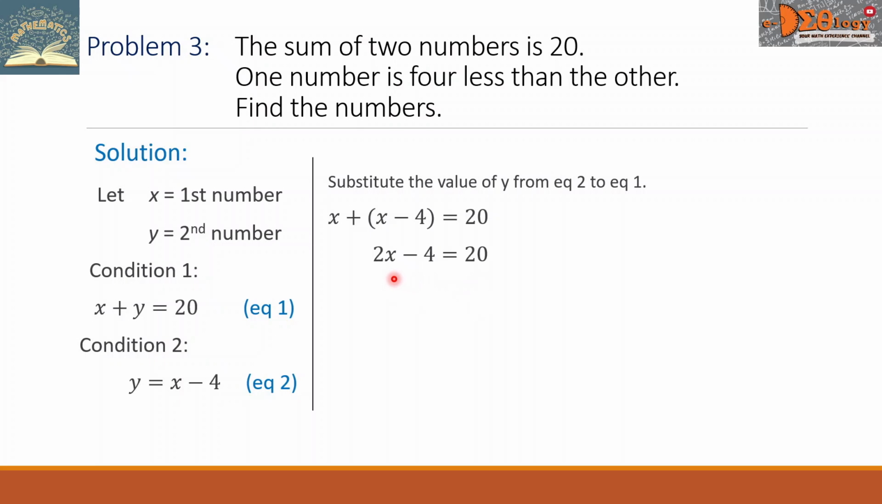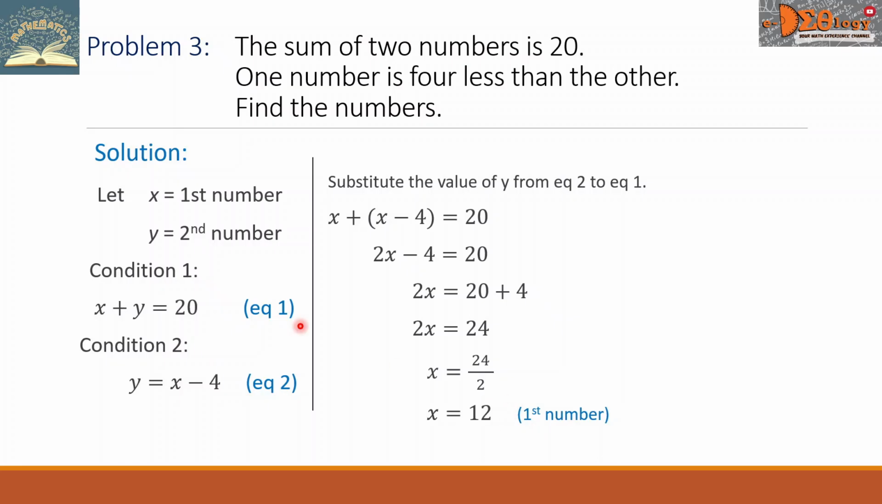Let us solve for x. The negative 4 we transpose to the right becomes positive 4. 20 plus 4 is 24. Then x equals 24 divided by 2, and the quotient is 12. In the beginning, we said that the x is the first number.